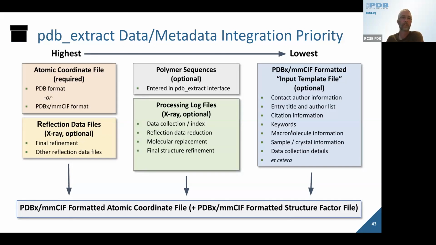And it will take all of these, any information that is present. Let's say you gave it a coordinate file, but you also gave it an input template file that happened to have a set of coordinates in it. It would not use the coordinates from the template file, choosing instead to take the highest priority portion, which is the provided specified coordinate file.